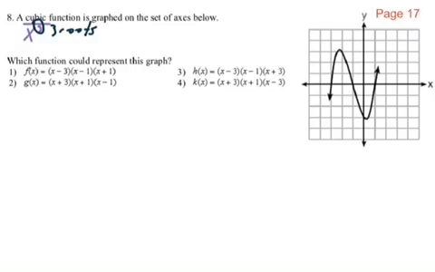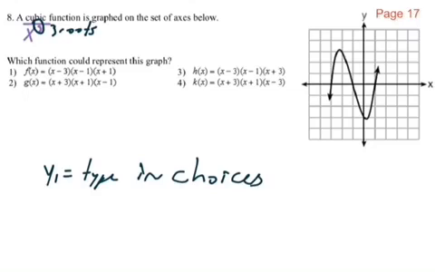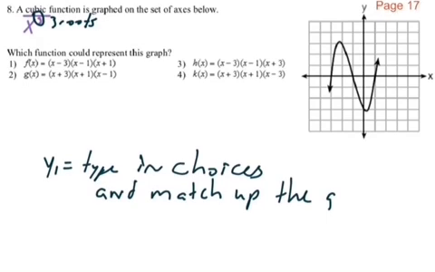The easiest way to do this would probably be graphically: y1 equals, type in the choices, and match up the graph. That would be your easiest way to do this question. And if you do type them into your calculator, you're going to notice that choice 2 is going to give you the same exact graph.